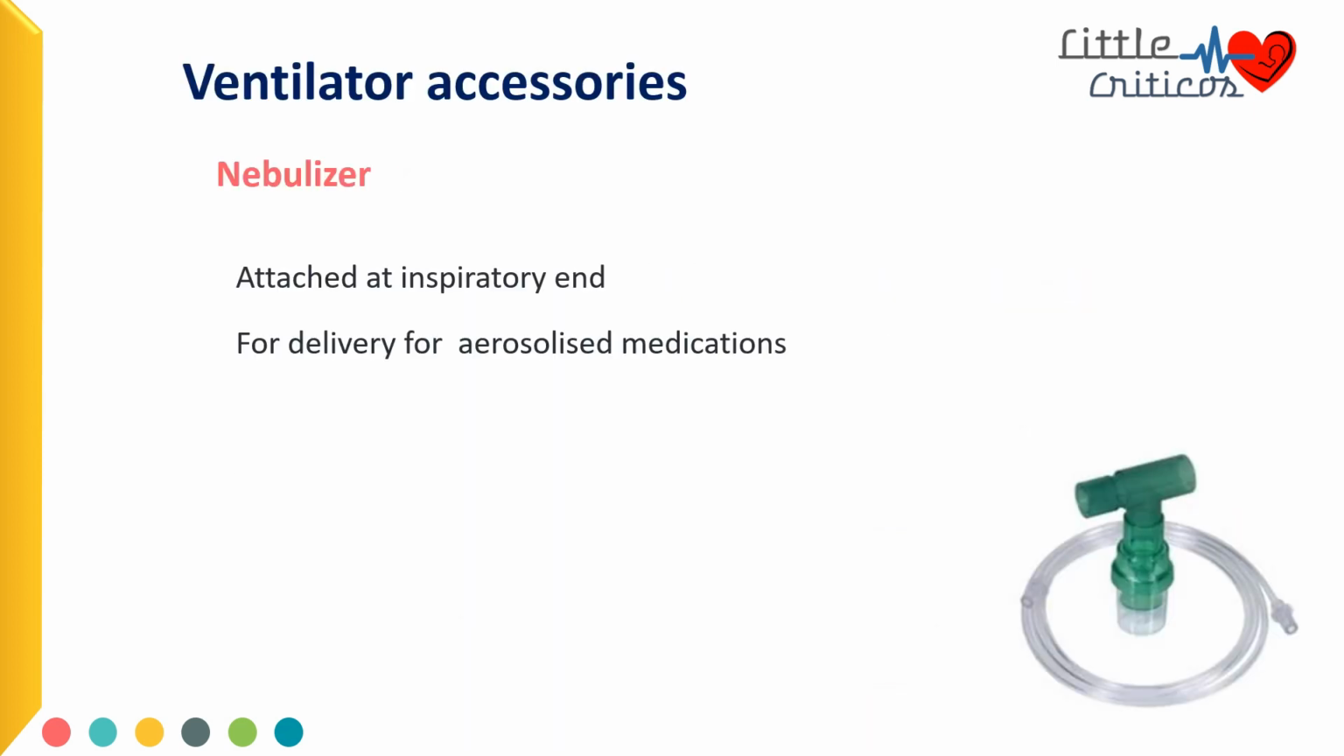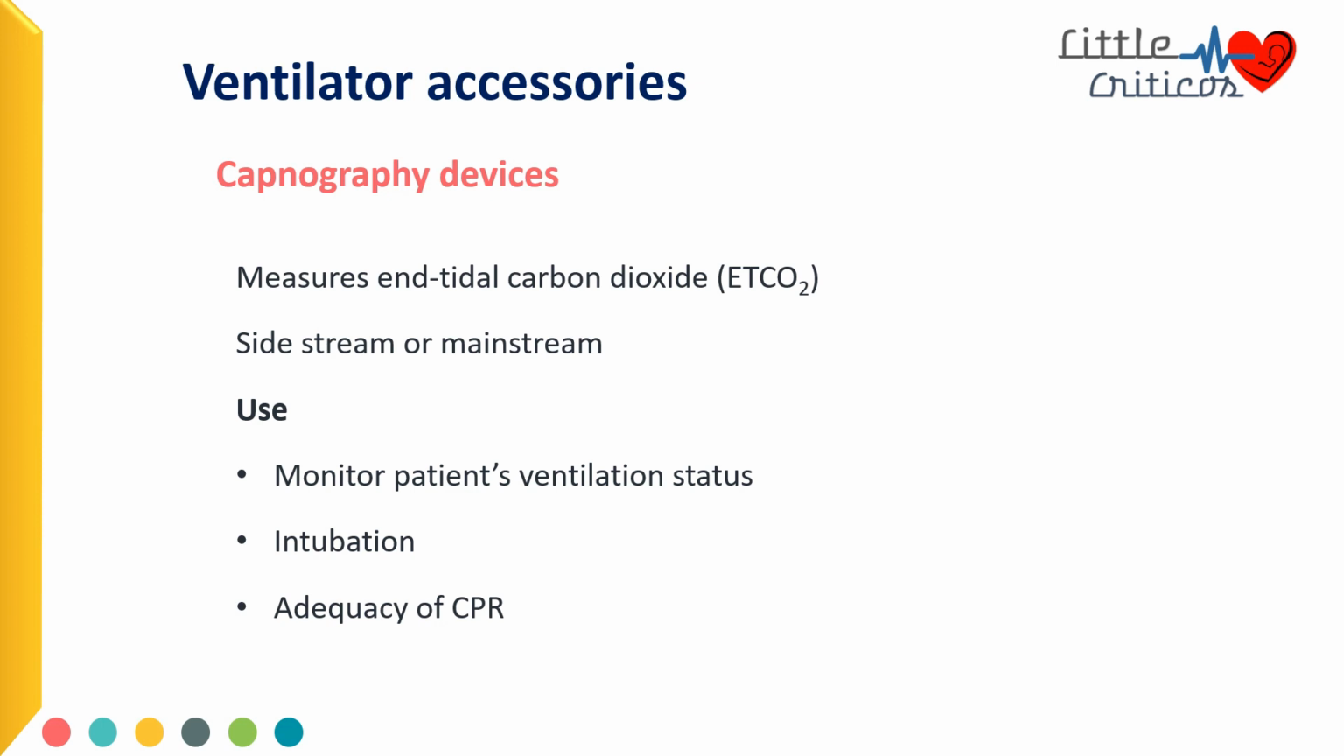Various accessories are attached to ventilator circuit. The common ones include nebulizer and capnogram. Nebulizers are usually attached to the inspiratory end for delivery of aerosolized medications. Capnography devices are commonly used to measure end-tidal carbon dioxide. They can be side stream or mainstream. They can be used to monitor the patient's ventilation status during intubation and during CPR to establish adequacy of CPR. We will discuss in detail of capnography devices in a separate lecture.